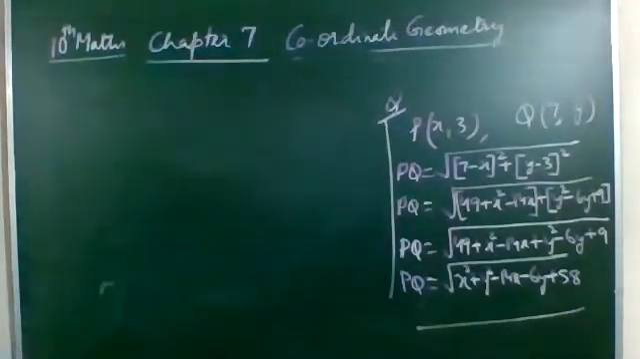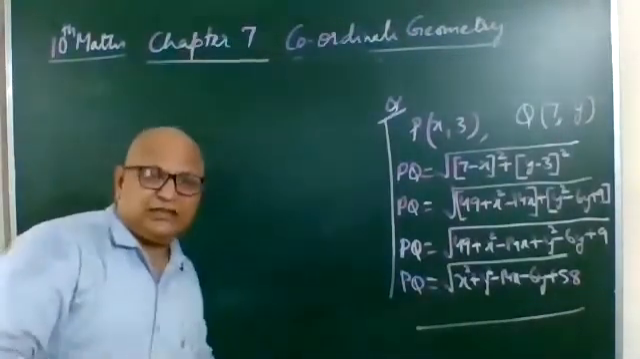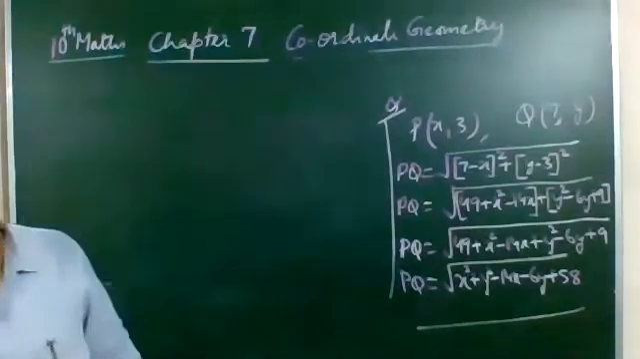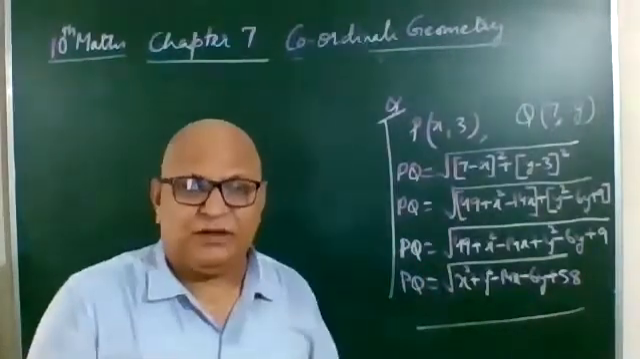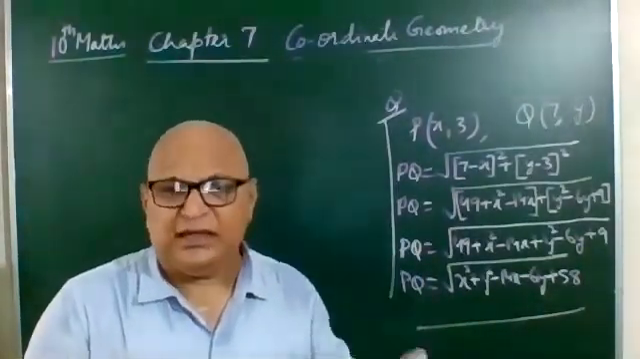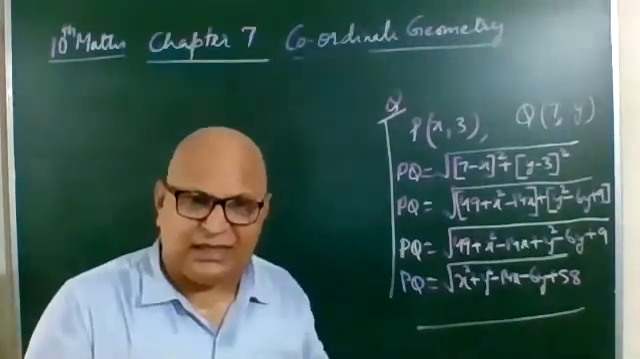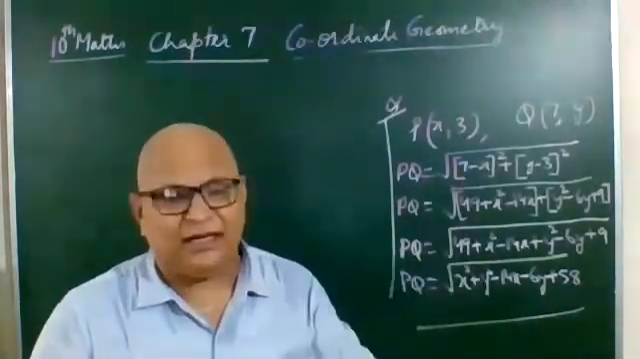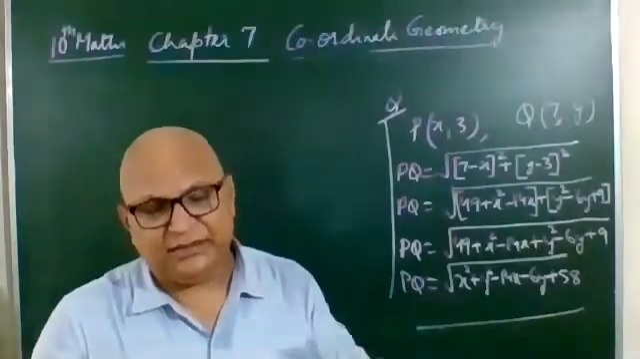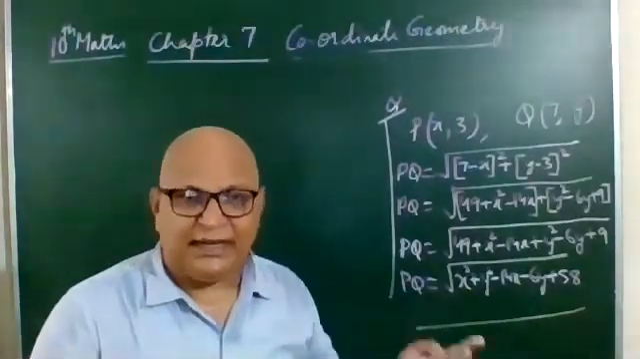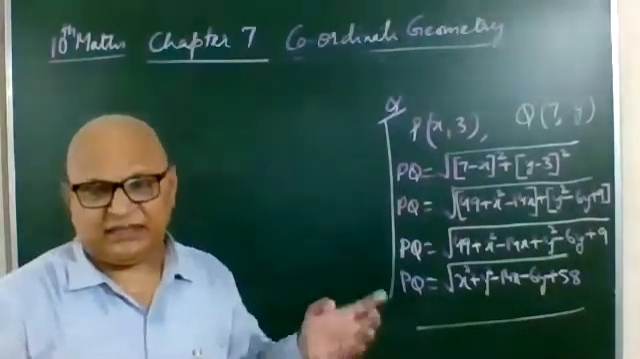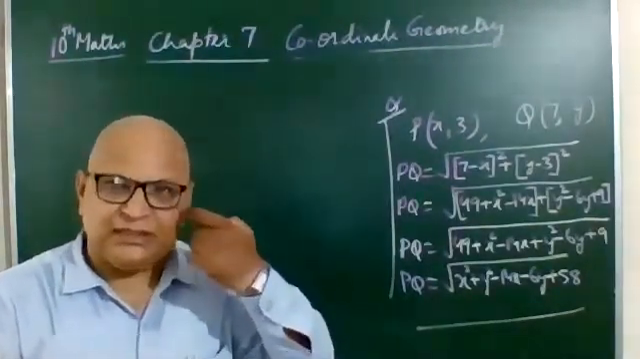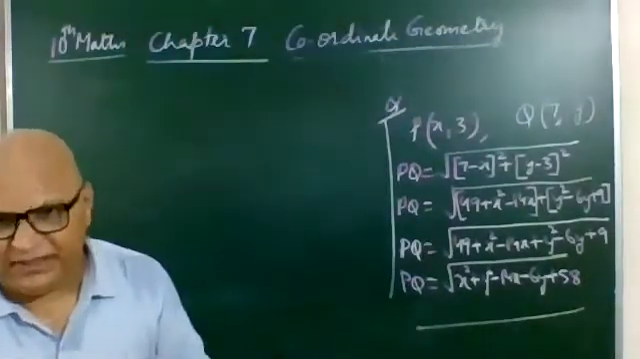3 points are given to you, and the question asked is to show that the points are the vertices of a scalene triangle, isosceles triangle, equilateral triangle, right angle triangle, or isosceles right angle triangle. These are the 4-5 types on which the question may be asked.